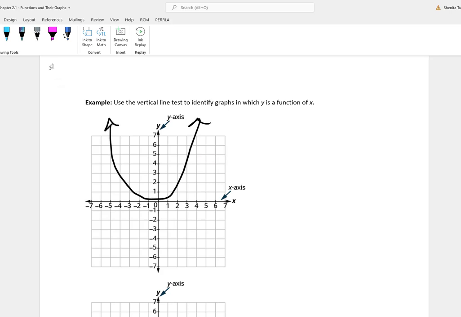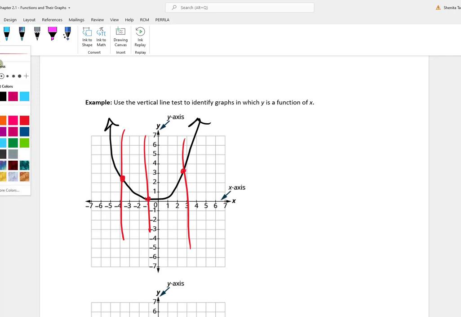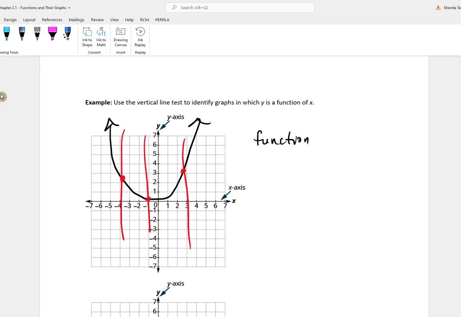If I were to draw a vertical line anywhere on this graph, if I draw it here, here, here, as you can see, it touches this graph only once. So this would be a function, because when you draw a vertical line, it only hits the graph once. So this is a function. Vertical line hits the graph once.